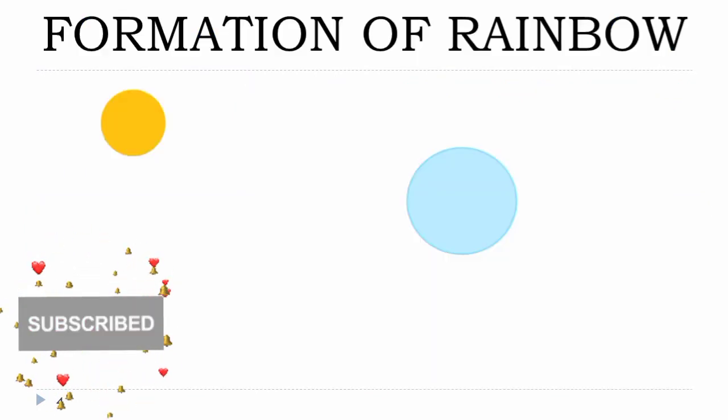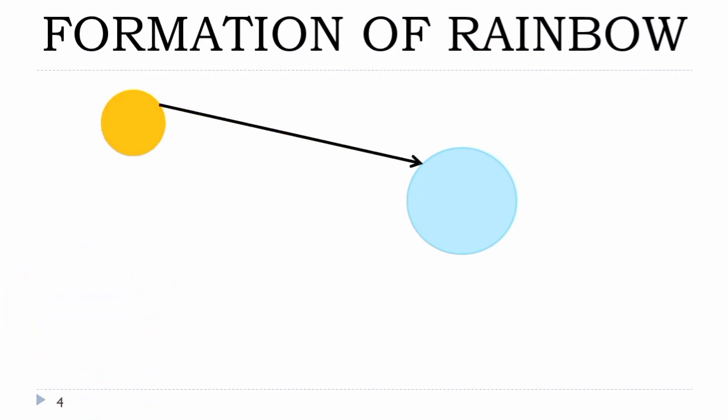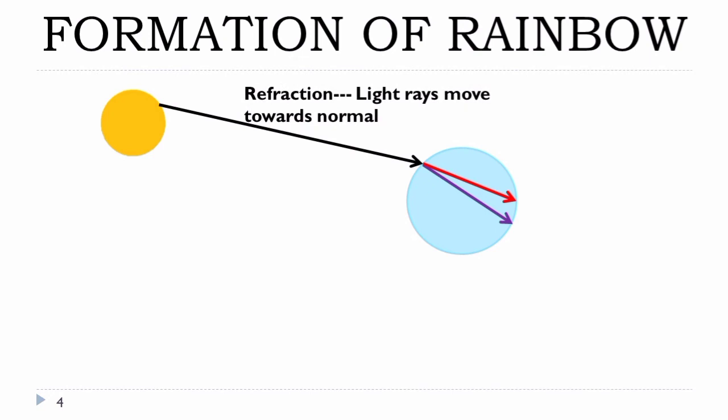Now let's look at how a rainbow is formed when sunlight passes through the raindrops. When the sun's light rays enter into the raindrop, it is actually entering from an optically rarer medium to an optically denser medium. So it moves towards the normal. So at the first interface of water and air, refraction of the light rays takes place.